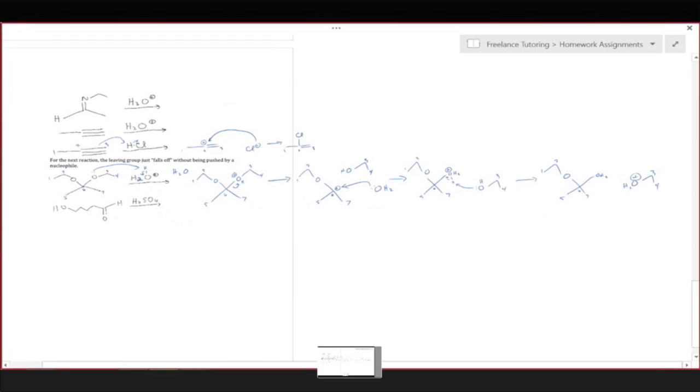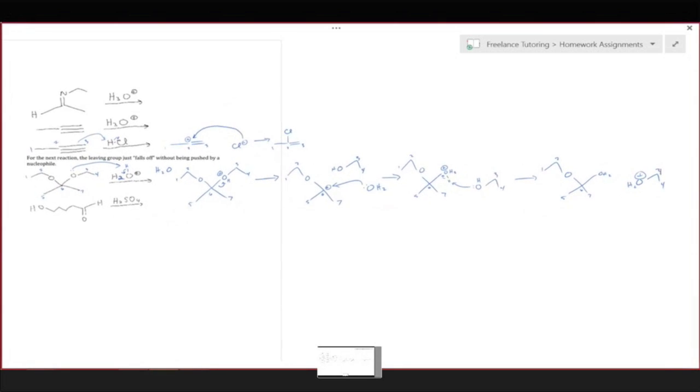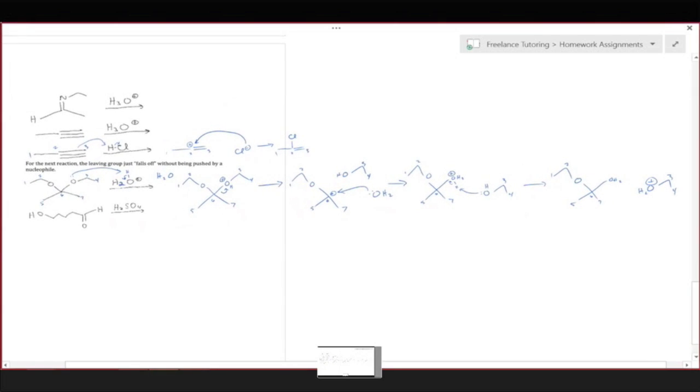Okay. Check your work on this example. Check the products that you've drawn. Yeah, I'm doing something wrong.